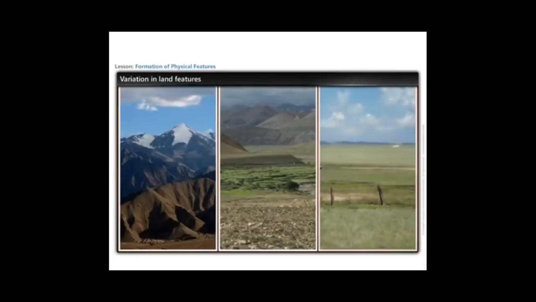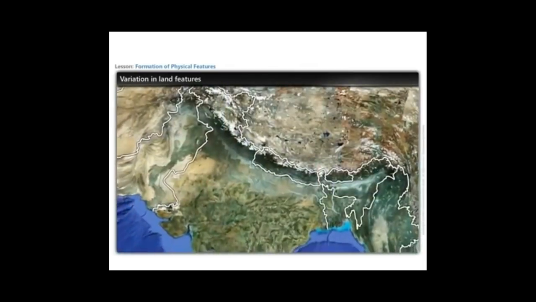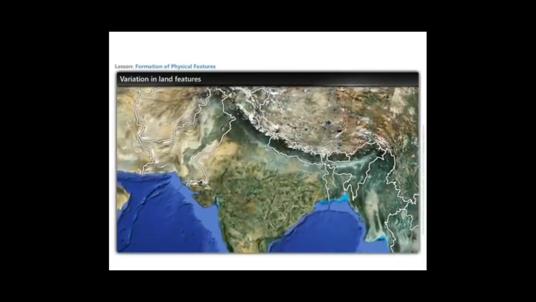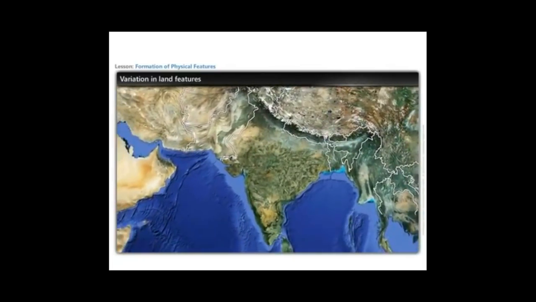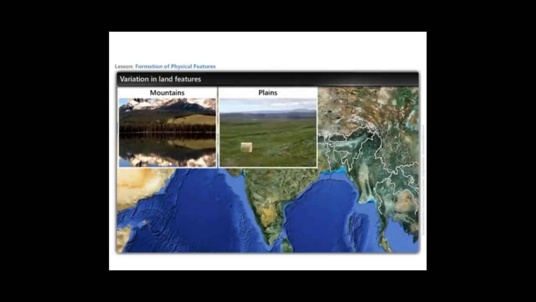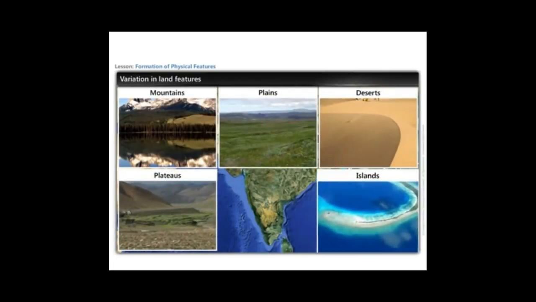Look at these places having varied land formations. Recall these terrains. What are they called as? These are mountains, plateaus and plains. Our country has all major physical features of the earth such as mountains, plains, deserts, plateaus and islands. Have you ever wondered how these varied features are formed?